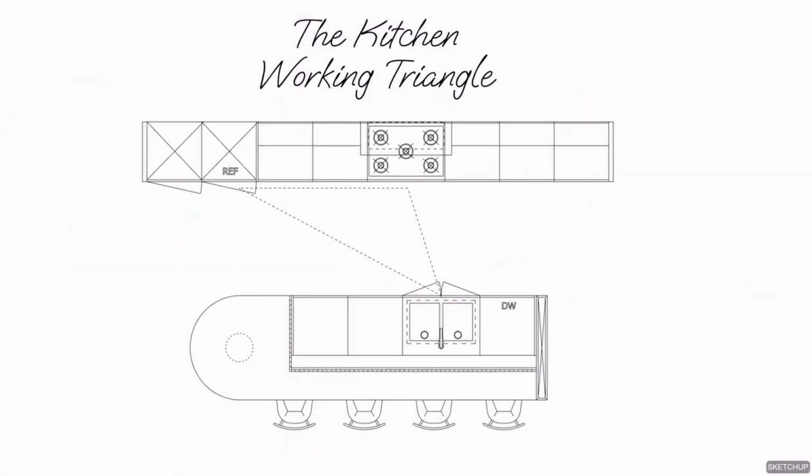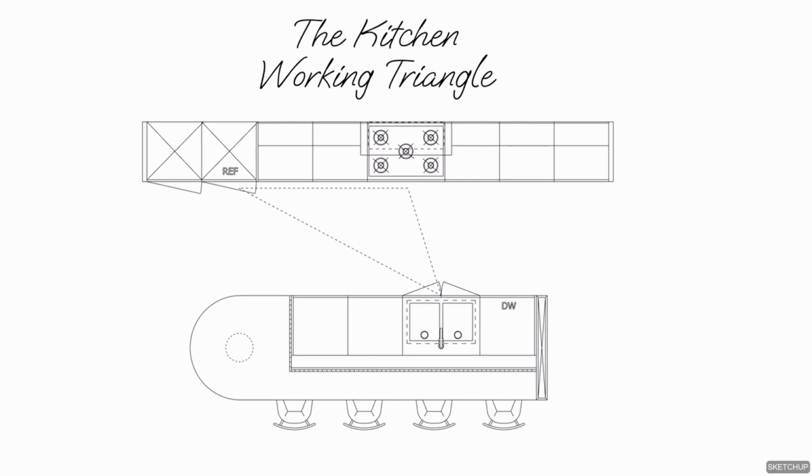You need to consider the working triangle. If you haven't heard of it before, I will quickly explain it to you. The kitchen working triangle principle is an effective guide for positioning the key work zones: the fridge, cooktop, and the sink. It works on the theory that these key areas should be located in close proximity to form a triangle shape.